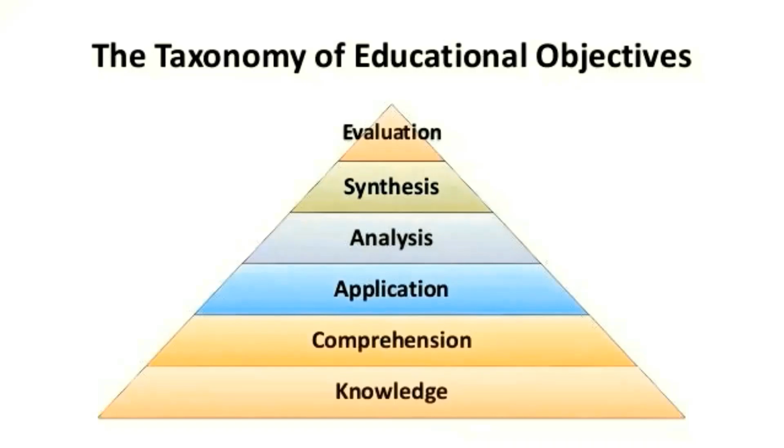In the year 1956, Benjamin S. Bloom published a book named Taxonomy of Educational Objectives. There he mentioned for the first time the 6 levels of cognitive domains. They are knowledge, comprehension, application, analysis, synthesis, and evaluation.